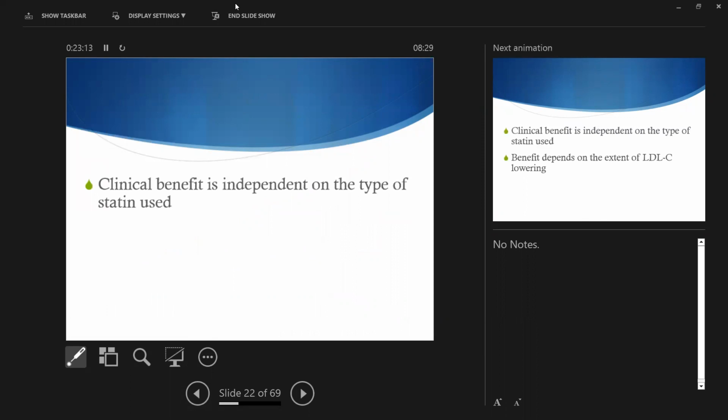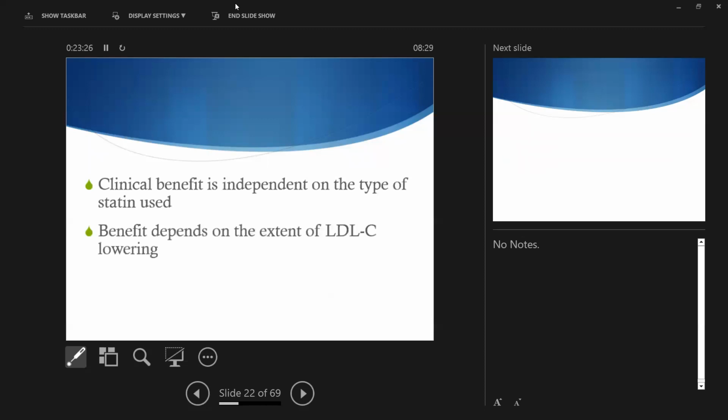The clinical benefits of statins are independent of the type of statin. There is nothing like rosuvastatin is more effective or atorvastatin is more effective. It all depends on the dose that you are giving, and the benefit depends on the extent of LDL lowering. So that's the main idea.